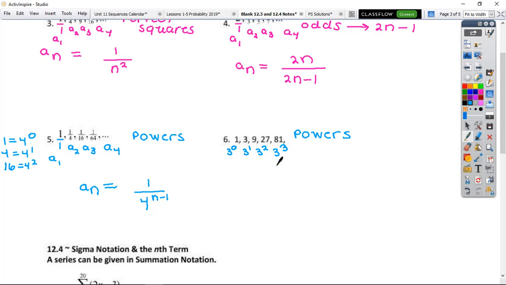Again, we don't start with the 0. So this is my first term. So I have to subtract 1 off my exponent again. So my rule is going to be a sub n equals 3 raised to the n minus 1. And again, when you write those formulas, they definitely should work.